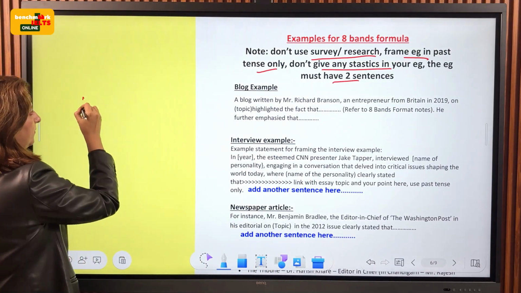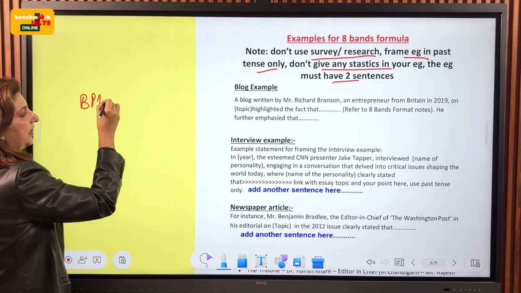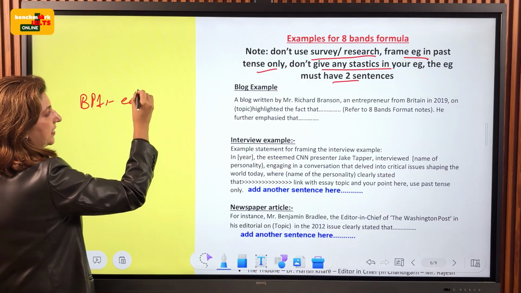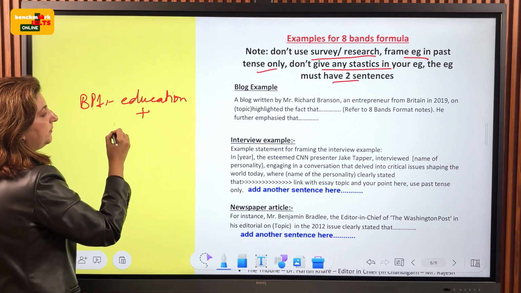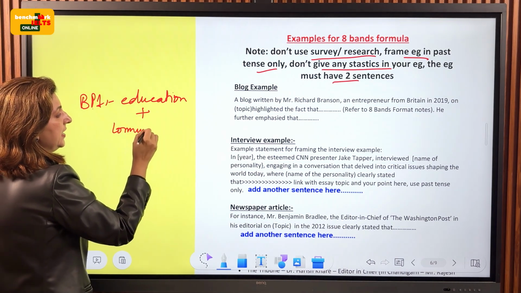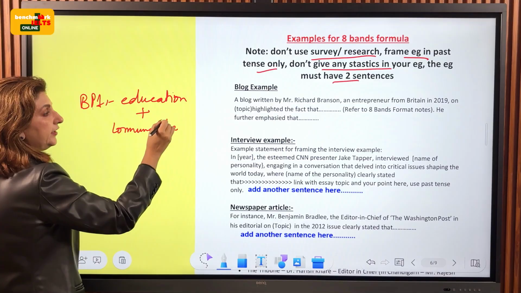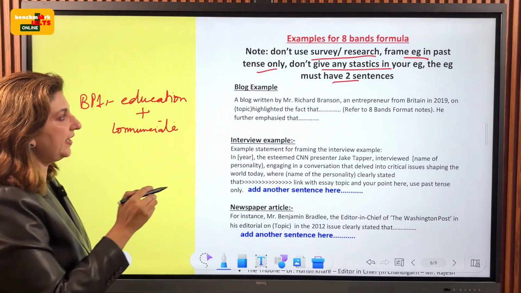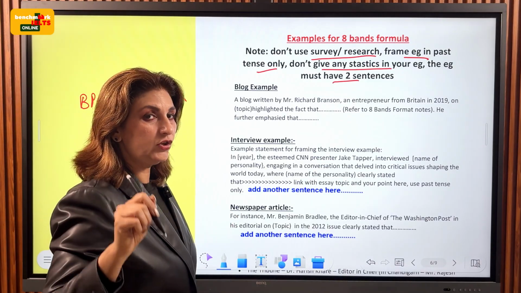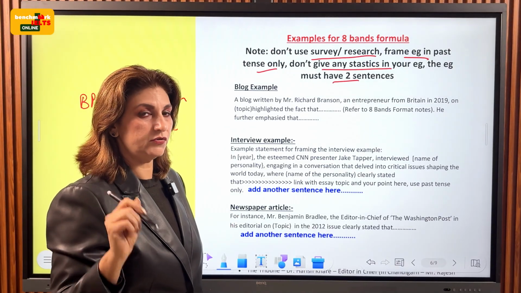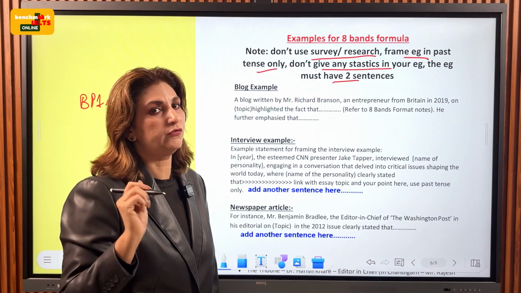So let's say in your body paragraph 1, the advantages that you have given are that computers help in the education sector and computers help people to communicate with each other. It's very important for you to link your example with the point. So how will I write it? A blog written by Mr. Richard Branson. Now Richard Branson is actually an entrepreneur, a real blogger. So even if the examiner Googles, he'll be able to find this name.